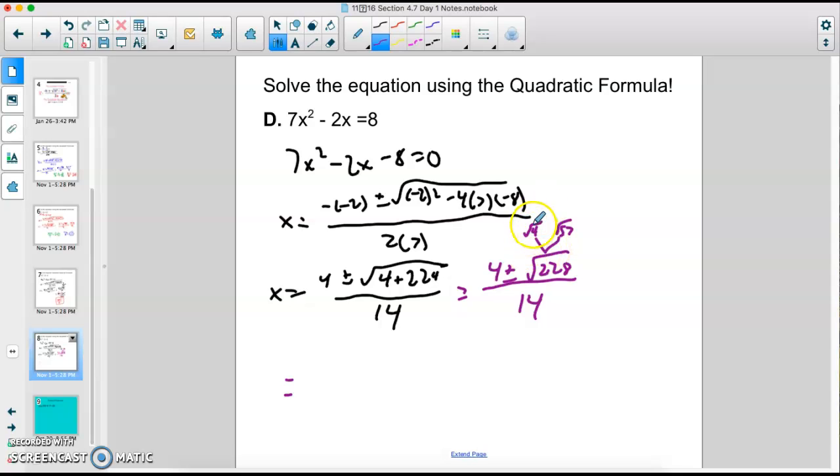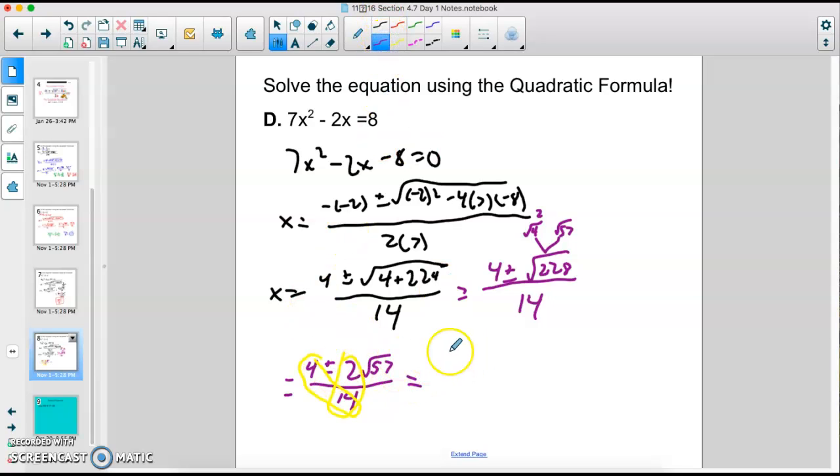Okay, so I know that the square root of 4 is 2. And so when I continue to simplify this, it's going to be 4 plus or minus. Now I broke this up into 2 times the square root of 57. And then 14. Okay. Now if you notice, this is divisible, I can reduce that down, and I can reduce this down. So all 3 pieces are even, and so I can reduce them all down.